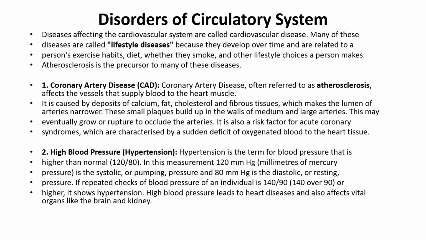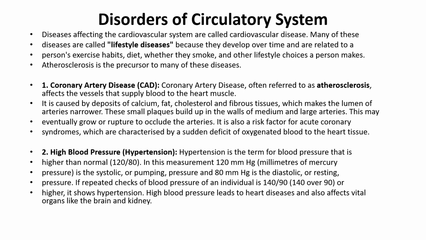Now we will see disorders of the circulatory system. These are lifestyle diseases that depend on the person's habits, diet, smoking, or any other history of addiction. First is coronary artery disease, referred to as atherosclerosis. Atherosclerosis means thickening of the artery because of the deposition of calcium, fat, cholesterol and fibrous tissue. Because of that the lumen of the artery narrows, and then there is a deficiency of oxygen to the heart tissues. So it is a risk factor for acute coronary syndrome.